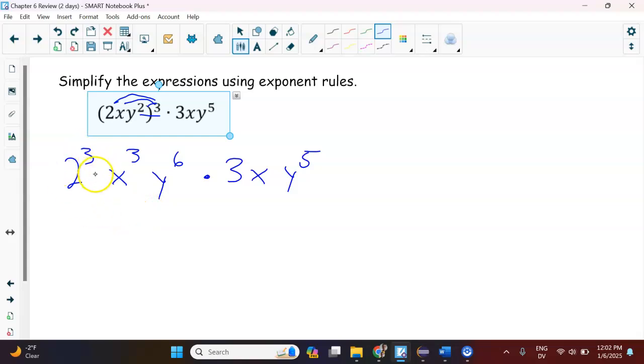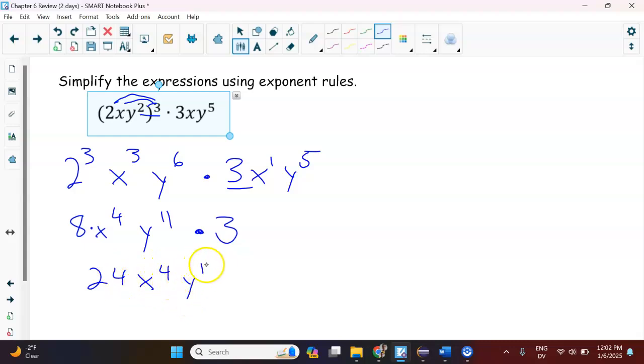Okay, next up, there's a lot of routes you could go here, but I guess 2 cubed is 8. And then we can combine our x's here. So we have x to the 3rd, x to the 1st, that becomes x to the 4th, y to the 6th, and y to the 5th, that becomes y to the 11th. And then we still have this 3 right there. Okay, and then the final piece would be these 8 and 3 you can multiply together to get 24. So we have a 24, x to the 4th, y to the 11th.